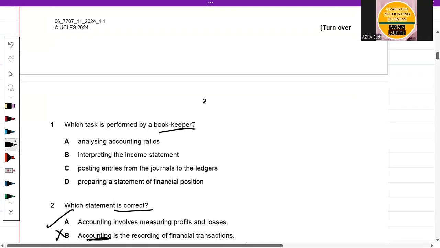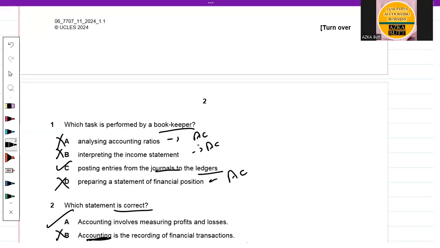Which task is performed by a bookkeeper? Analyzing accounting ratios? No. Interpreting the income statement? No. Posting entries from the journals to a ledger? Yes. Preparing a statement of financial position? No. This is the function of an accountant. This is also the function of an accountant. Only recording the day-to-day expenses and preparing ledgers would be the part of a bookkeeper.